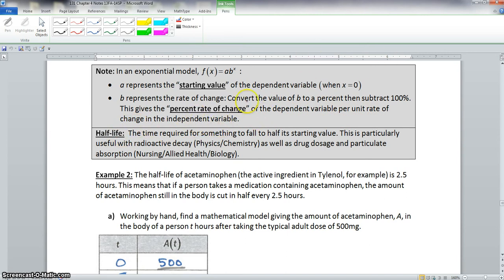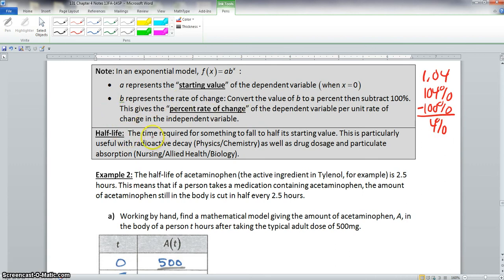Just to explain this, remember our b was 1.04. Now 1.04 written as a percent is 104%. Now what they're telling you is when you have this percentage, subtract 100% from it. And then this will give you the percent that the account is growing or decreasing by.